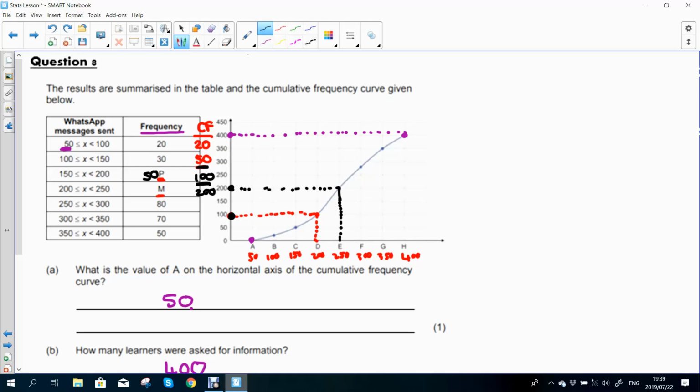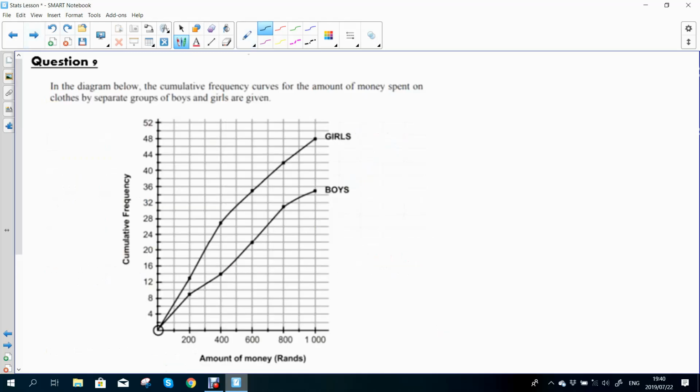So what's the difference between 200 and 100? That gives me 100. So M is actually 100, guys. Sorry, I had the wrong value in there. So I'm going to read off 200. What's the difference between 200 and the previous cumulative frequency? That's 100, and that gives you your frequency total.